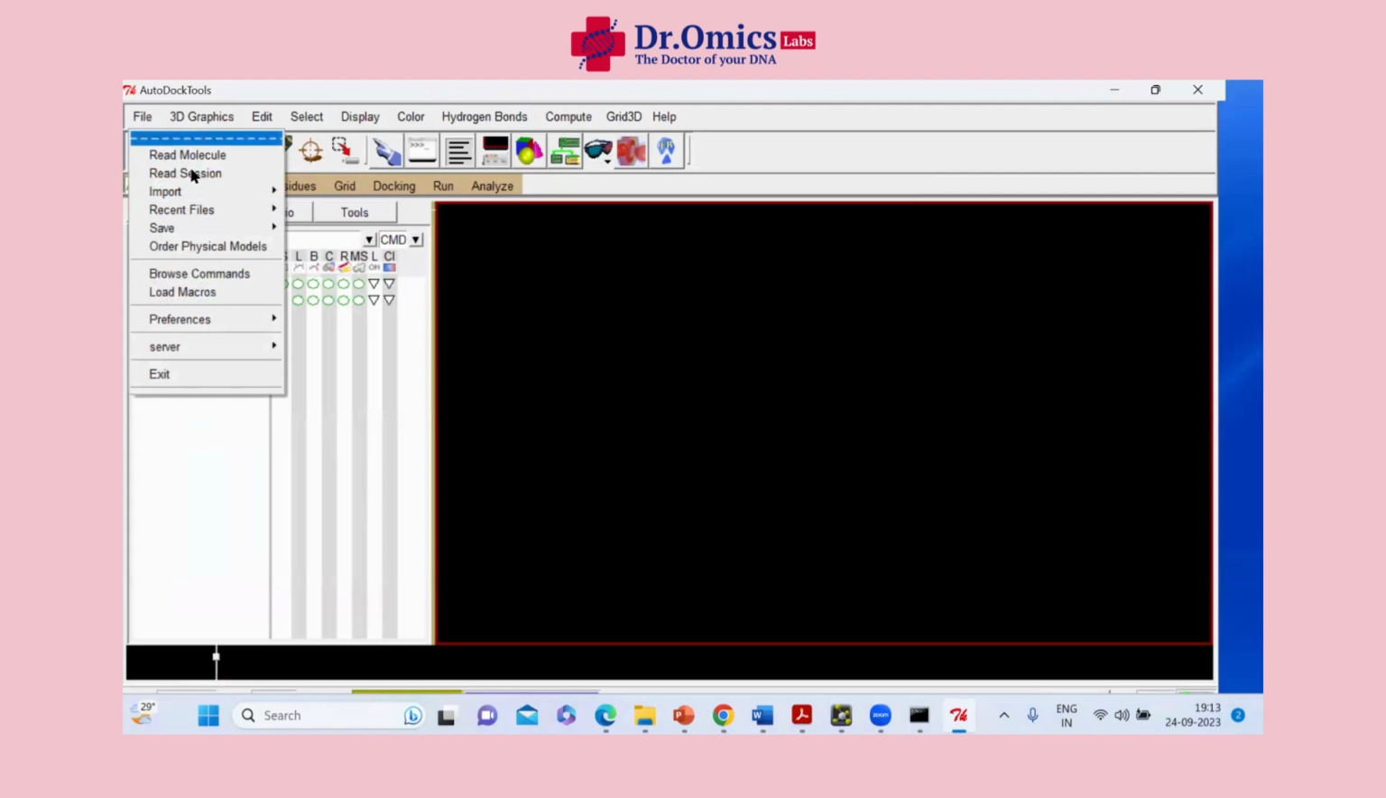Like here, the file, the read molecule. This is to read the protein. Okay, this step we will follow to prepare the protein. And while preparing the protein, what are the things that need to be done? Very first thing, we need to minimize the protein structure. Energy minimization should be done.